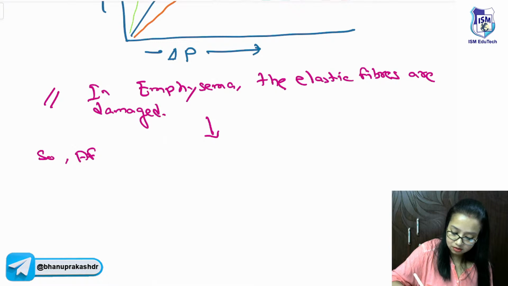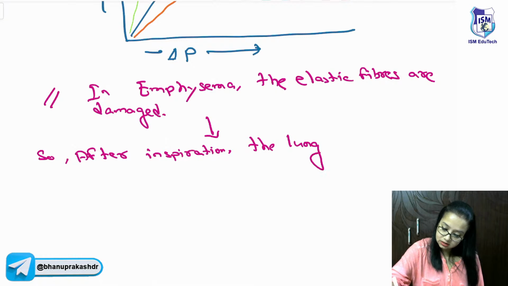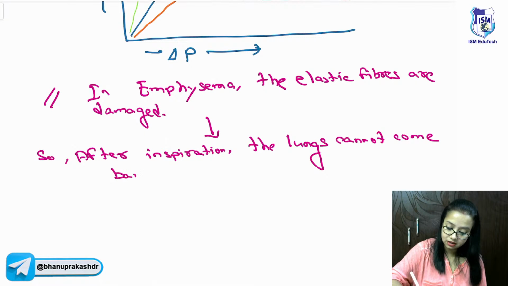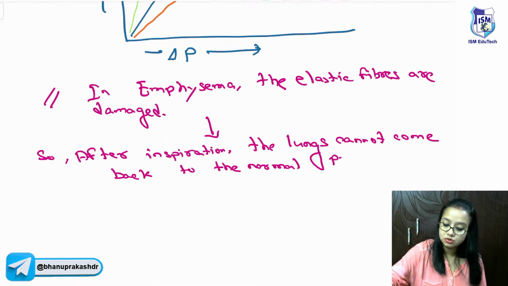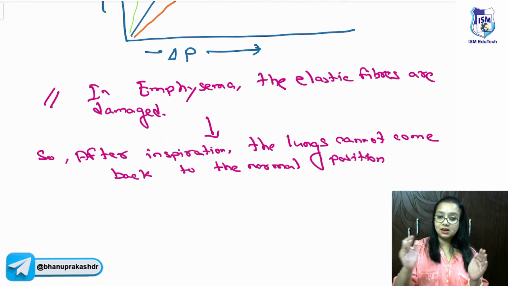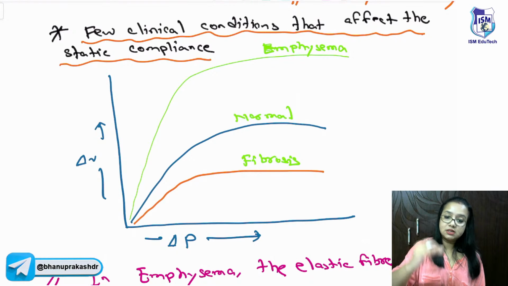So since the elastic fibers are damaged, after inspiration the lungs cannot come back to the normal position. Now, without elastic fibers, the lungs that have inflated cannot come back to their normal condition. So here you see the compliance. The stretchability is normal, but it cannot come back to the normal position. So here you see in emphysema, the curve has moved upward.